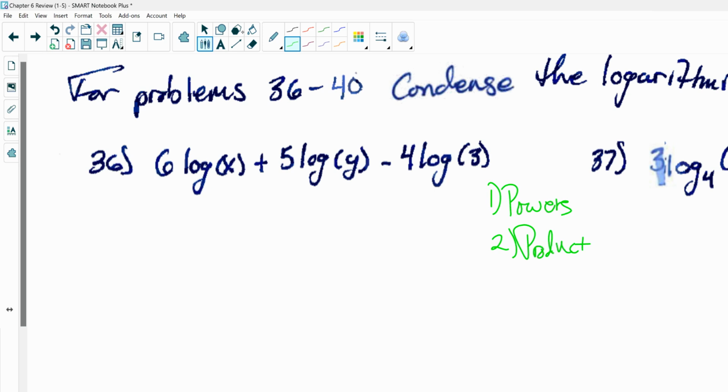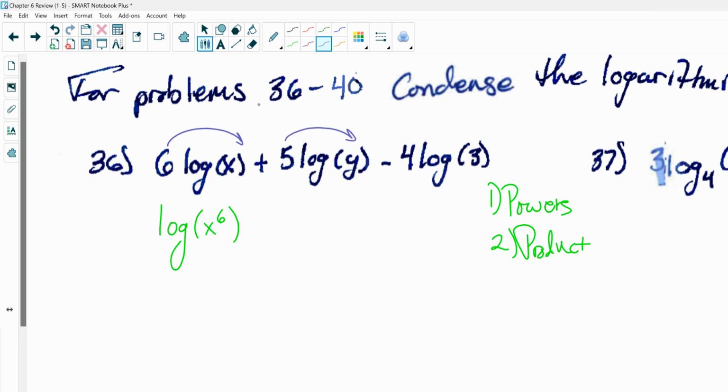On the last step of the previous ones, what's that second one say? Product, we took the exponent and moved it out front. To condense, the first thing we're going to do is take the number out front and move it back to an exponent. We're putting it back. So the first one would be log of x to the 6.